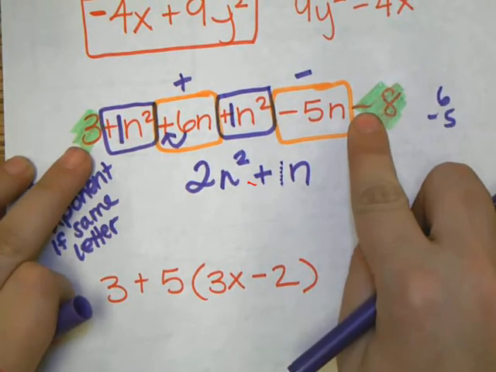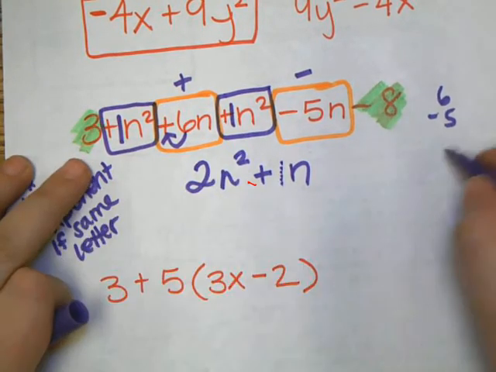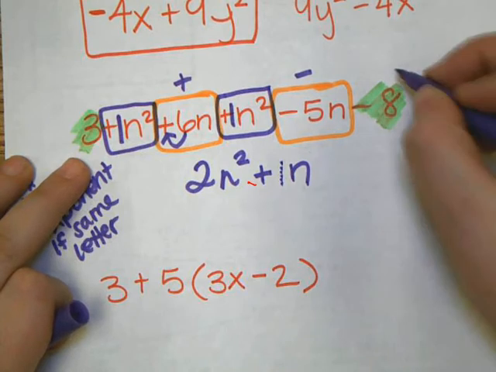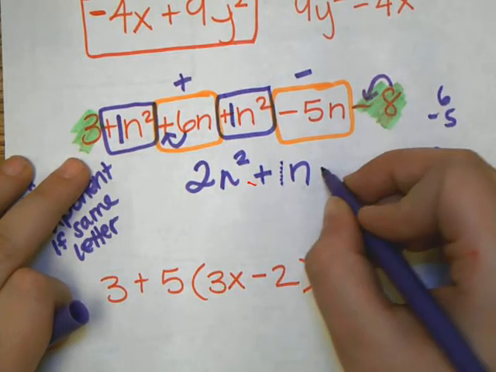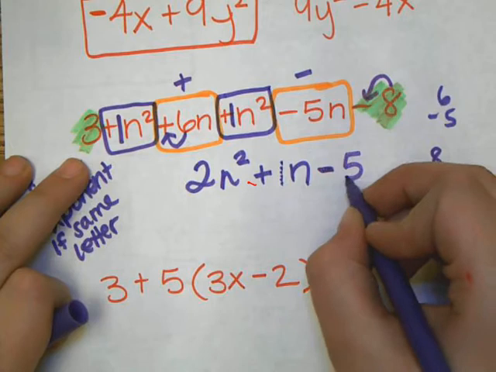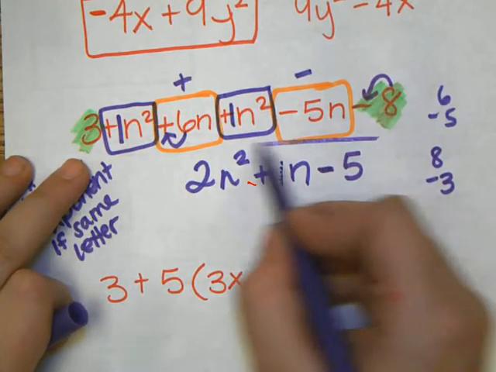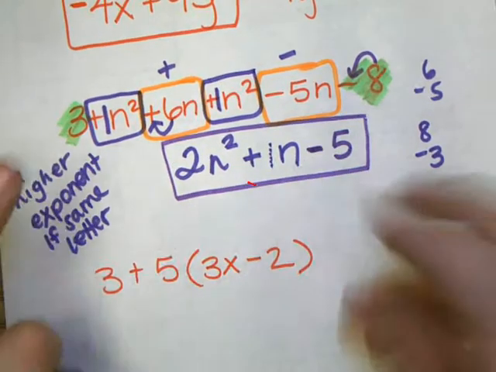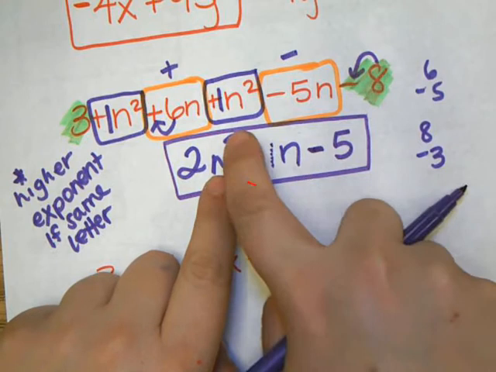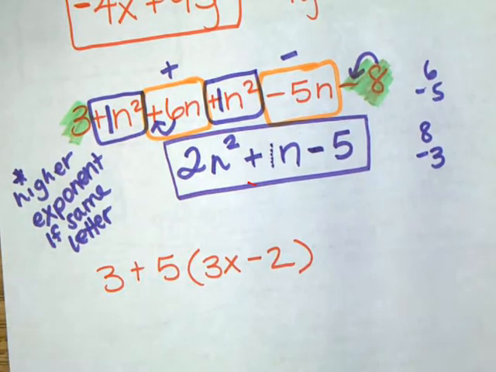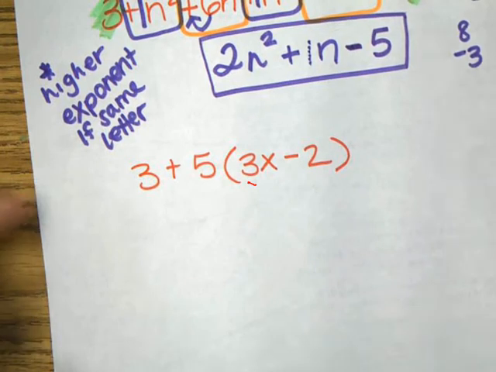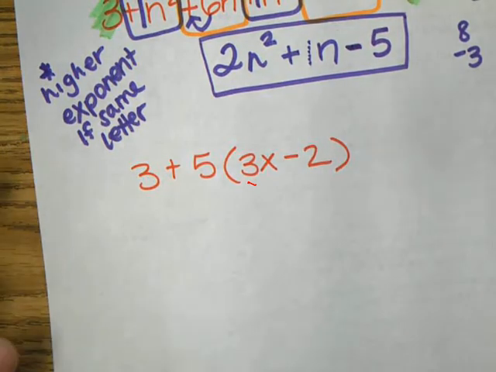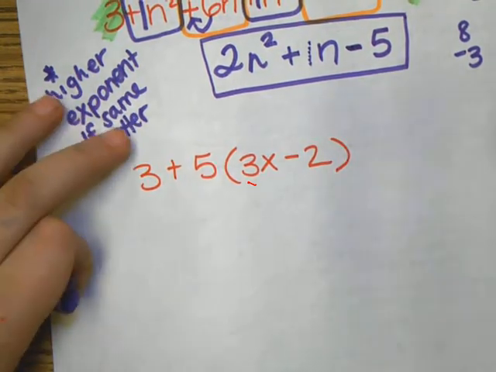And then we have the positive 3 here and the negative 8 here that can be combined, and they are different signs. This is negative, this one's positive, so we subtract. 8 is bigger, so that means there's more negatives here, so negative 5. And that is as far as we can go, because these are not like terms. This has an exponent of a 2, this does not.